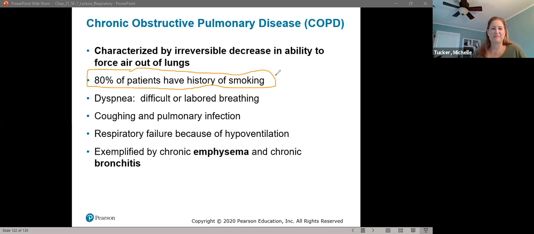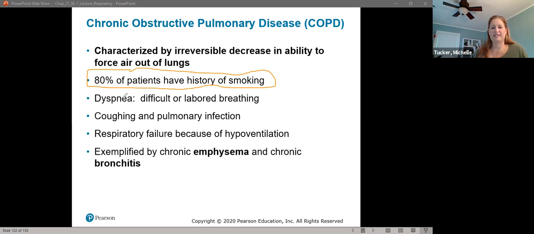Okay, so the history of smoking is going to be a big factor. When we get to asthma, we're going to look at a little bit more along the line of pollutants. And chronic bronchitis is more common in individuals who live in a high pollutant environment as well, such as inner city or near a factory, something like that.